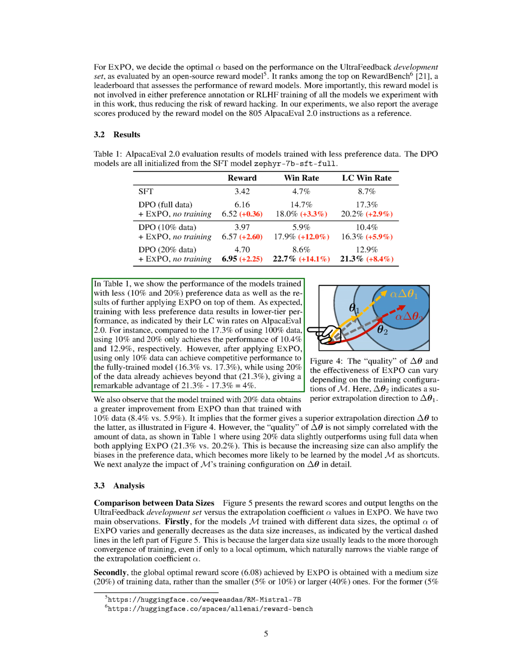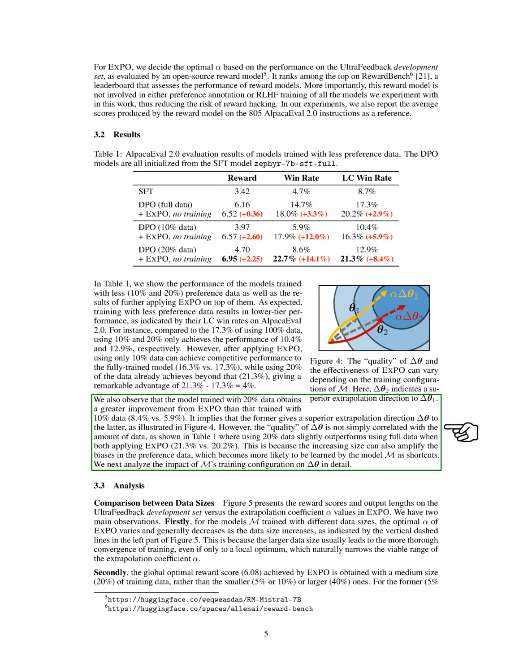The model trained with 20% data shows a greater improvement from EXPO than the one trained with 10% data. We observe that the quality of the extrapolation direction is not solely determined by the amount of data. Using 20% data can outperform using full data when applying EXPO, as larger data sizes can amplify biases in the preference data, which the model may learn as shortcuts. We further analyze the impact of the model's training configuration on the extrapolation direction.